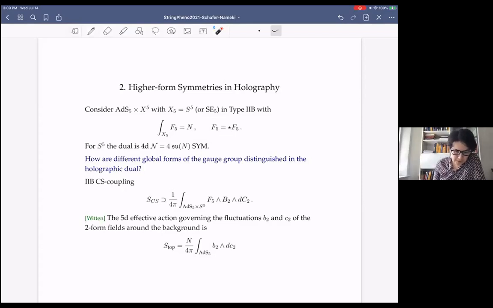And that actually is something Witten told us a very long time ago already. Consider the type IIB Chern-Simons coupling in 10 dimensions. So we have F5 and B2, C2, which are the two two-forms we have in type IIB, for NS-NS and RR. Looking at the fluctuations around a given background, this AdS5 times S5 background, and denoting these two-form fluctuations by B2 and C2, there's a 5-dimensional topological coupling, given by B2 wedge dC2 times N. This is the topological action that will determine for us the global forms of the dual gauge theory.